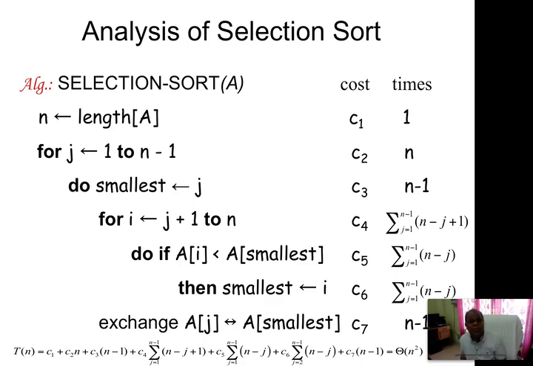Hence T(n) is C1 into 1 plus C2 into n plus C3 into n minus 1 plus C4 and so on, like this, it is the addition of these. And you see that in the previous way also, how you have calculated the summation of n minus j. Thus this summation is in order of n square. Hence the time complexity of the selection sort is theta of n square.